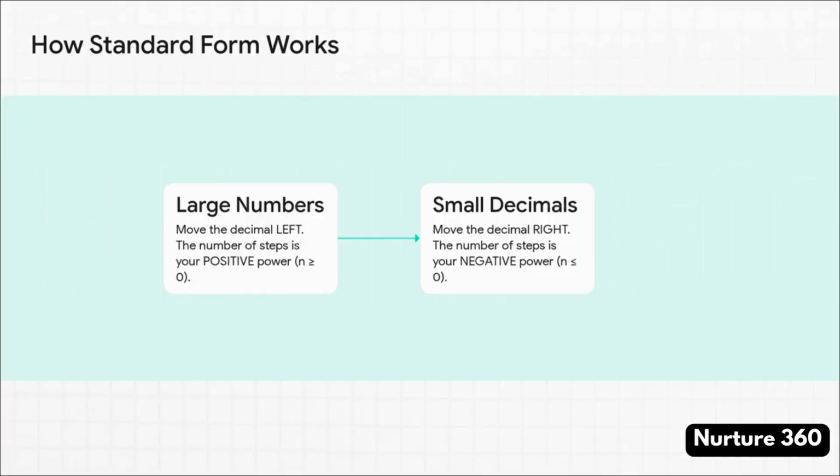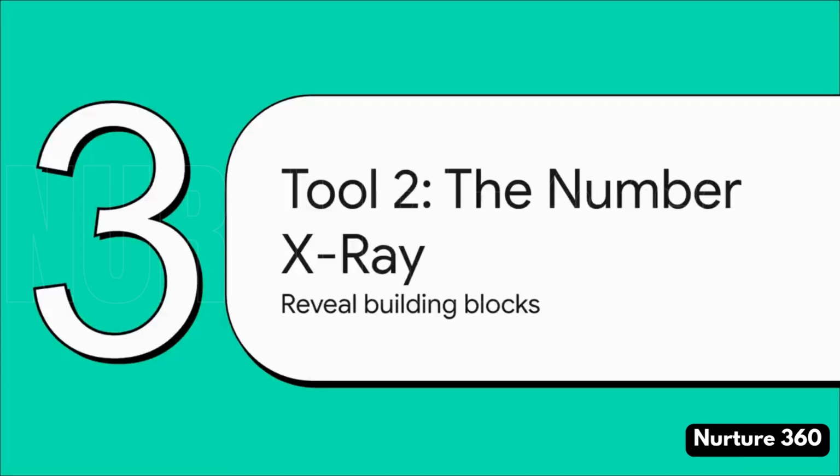And the best part? It's super simple to use. Seriously. For those big numbers, you just hop the decimal point over to the left. For tiny little decimals, you hop it to the right. And the number of hops you make? That becomes your power of 10. That's it. Simple. Okay. Let's grab our next tool.